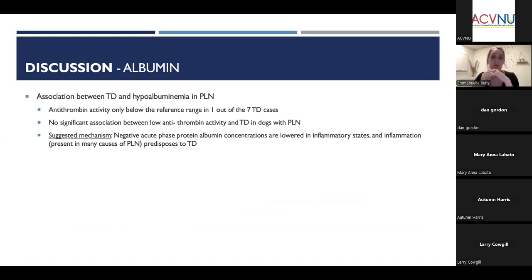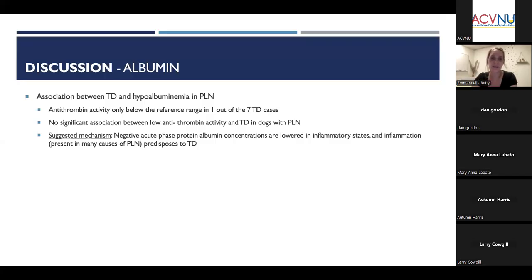And if we continue to talk about this association between thromboembolic disease and hypoalbuminemia, they looked at the antithrombin activity level, and they showed that only one was below the reference range. So there's, again, another element here showing that there's no real association between low antithrombin activity and thromboembolic disease in dogs with PLN. And so this typical idea that PLN dogs are hypercoagulable because they lose antithrombin is not necessarily that straightforward.